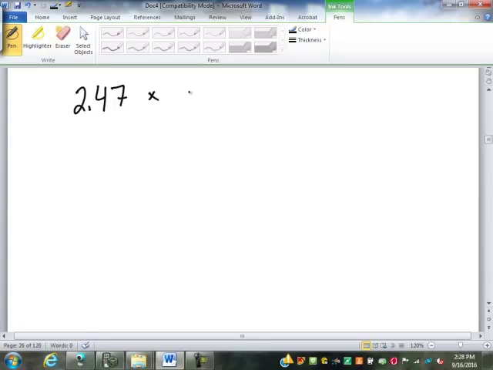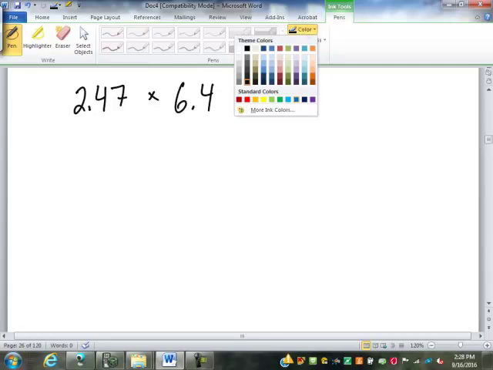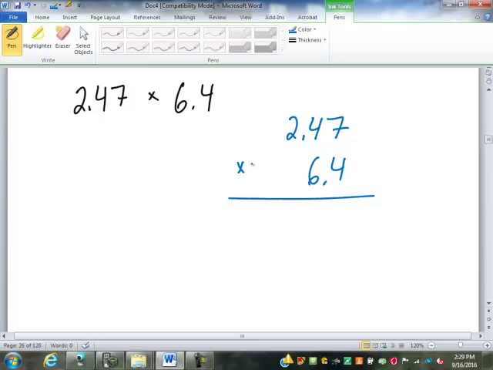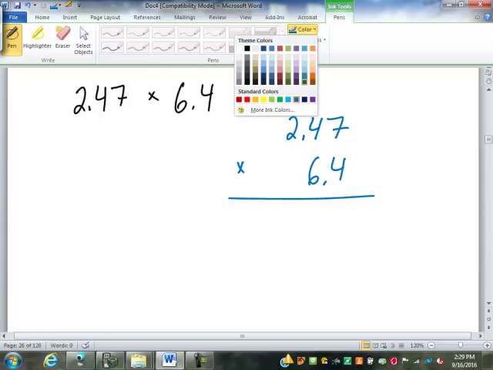$2.47 times 6.4. So when I set this up, do I have to line up my decimal points? No, we do not. We simply put the numbers down and we start to go, because when we multiply and when we divide, we do not need the same name. So we don't have to line up the decimal points.